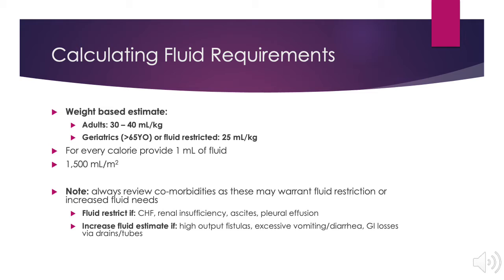It is very important to review comorbidities as these may warrant either fluid restriction or increased fluid requirements. Definitely consider fluid restricting the TPN order if the patient has a history of congestive heart failure, renal insufficiency, ascites, or pleural effusions. On the contrary, consider increasing fluids if the patient has high output fistulas, excessive vomiting or diarrhea, or GI losses via drains or surgical tubes.